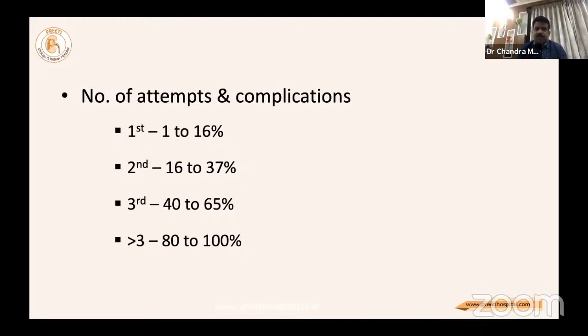Now coming to the attempts, if you are attempting 1 or 2 times and it is not coming, go for the open method. Open method is most standard. Majority of the seniors in the world suggest the open method, but it also has complications because once you enter the peritoneum, you can touch any structure.